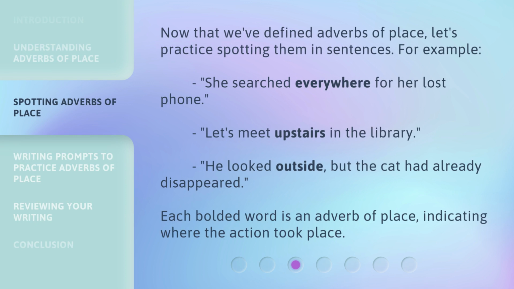Now that we've defined adverbs of place, let's practice spotting them in sentences. For example, she searched everywhere for her lost phone. Let's meet upstairs in the library. He looked outside, but the cat had already disappeared. Each bolded word is an adverb of place, indicating where the action took place.